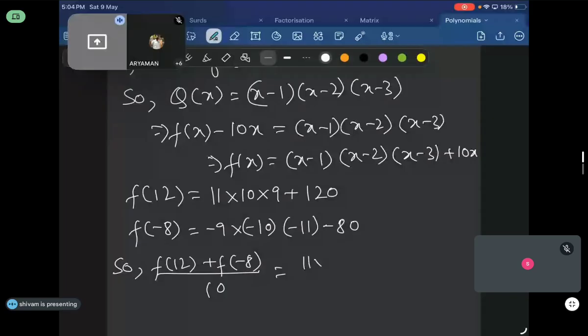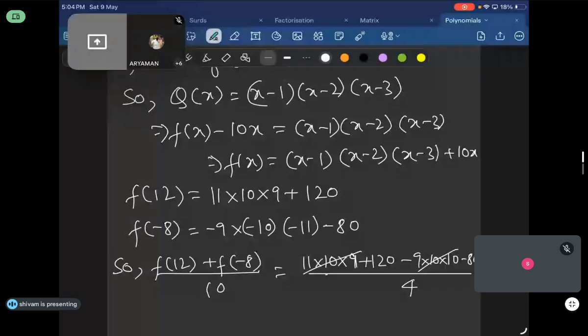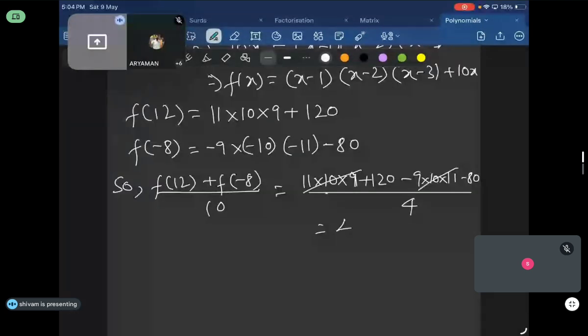divided by 10. So obviously you can see that these two will get cancelled. We'll get 120 minus 80, that is 40 divided by 10, which is 4. Tell me, is it clear, Abhijay? Anyone having any doubt, you can ask me now. Okay.